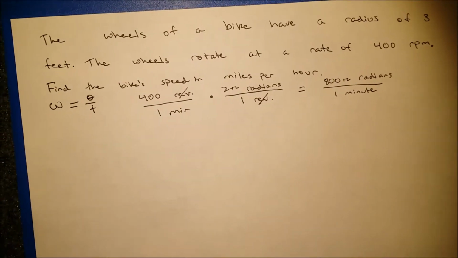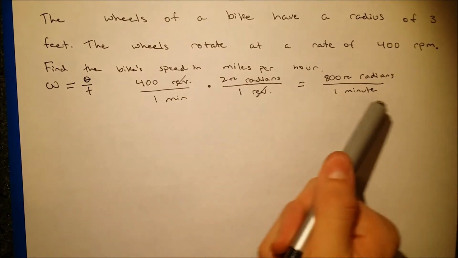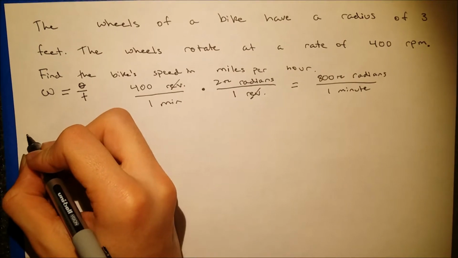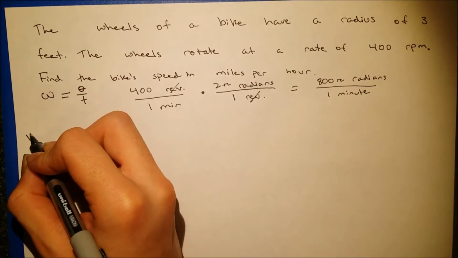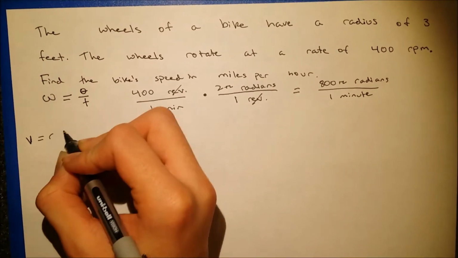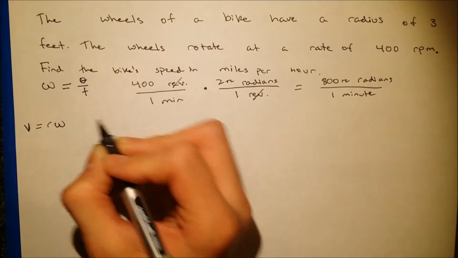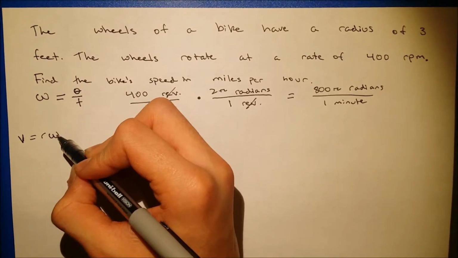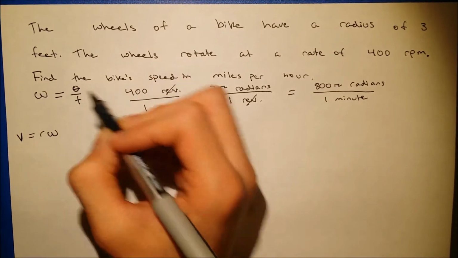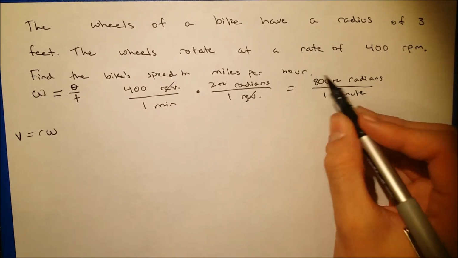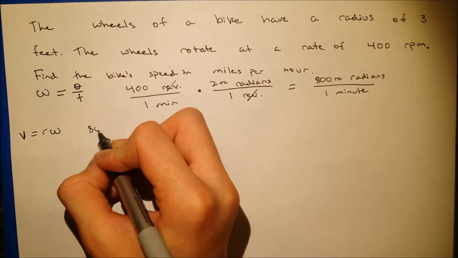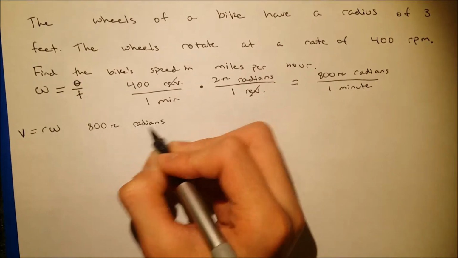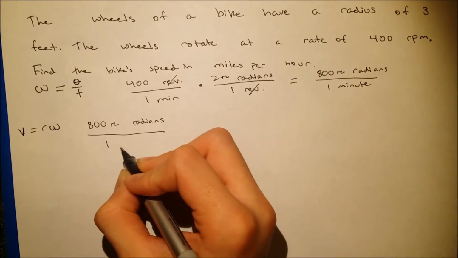But to find the bike speed in miles per hour, we need to convert this to linear speed. The equation for that is the velocity is equal to the radius times the angular speed, because this Greek letter omega is the angular speed as reviewed up here. So we have 800 pi radians in 1 minute.